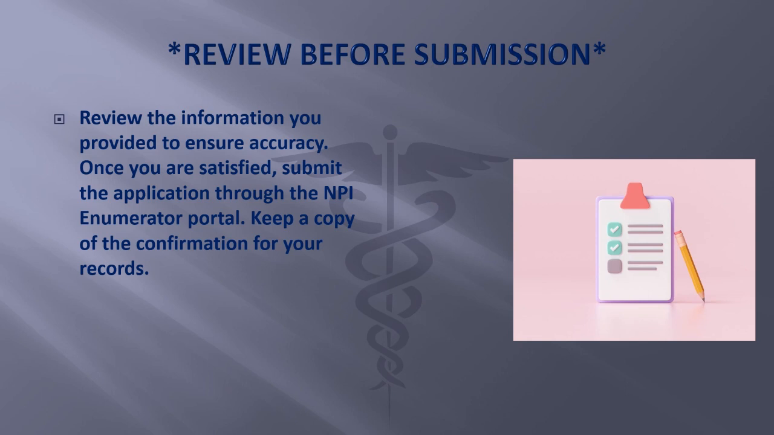Review before submission. Review the information that you've provided to ensure that it's accurate. Once you're satisfied with it, submit the application through the MPI Enumerator portal and keep a copy of the confirmation for your records. Sometimes records and forms get lost in the sauce, so it's always good to keep a copy for your records.